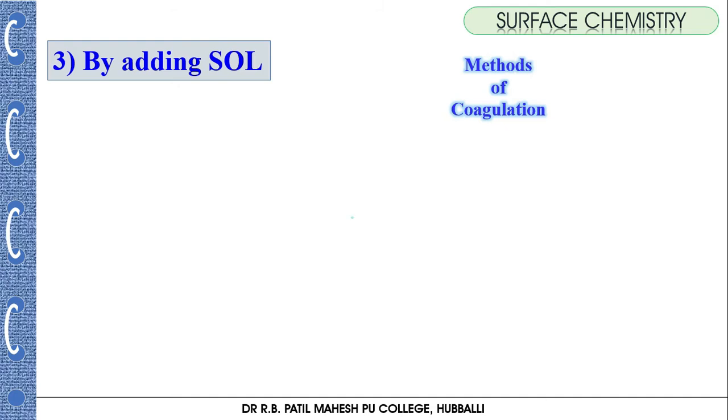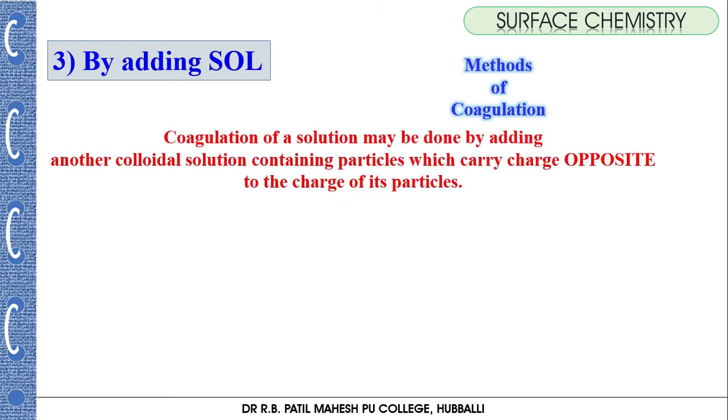Students, the coagulation of a sol may be done by adding another colloidal solution containing particles which carry charge opposite to the charge of its particles. Suppose we have a negatively charged colloidal solution, then we have to add another colloidal solution in which particles carry positive charge. Automatically neutralization of charge takes place and thereby coagulation takes place.